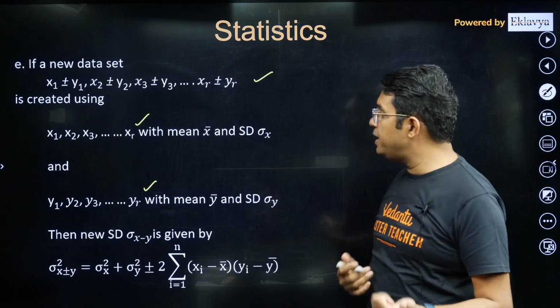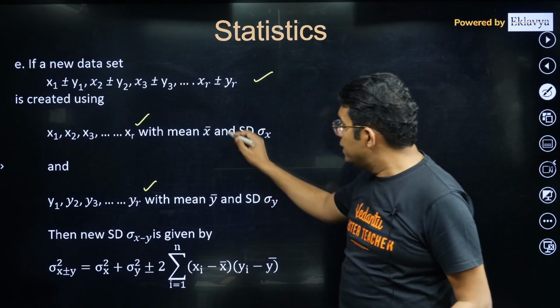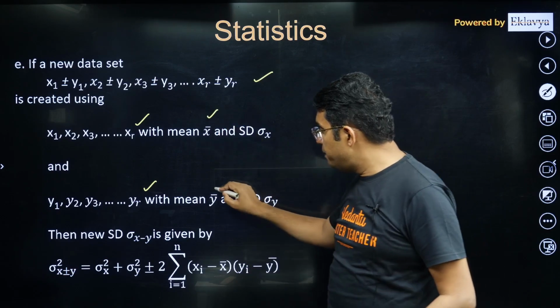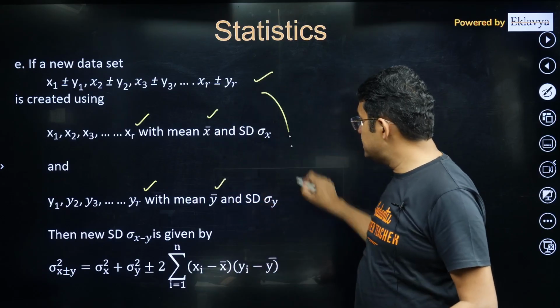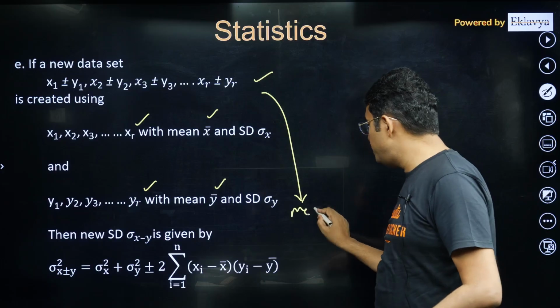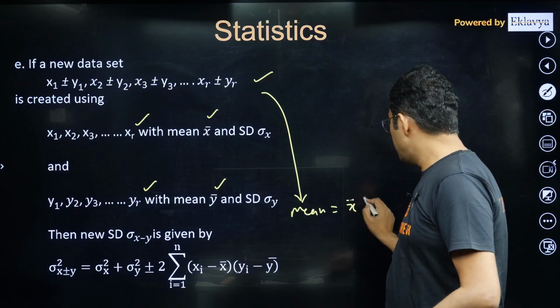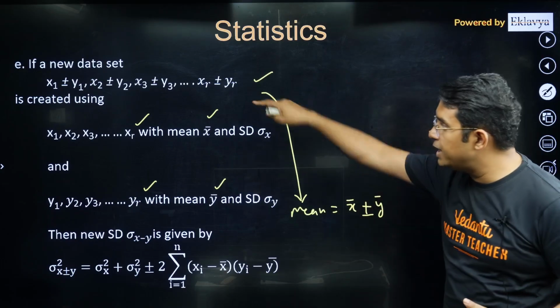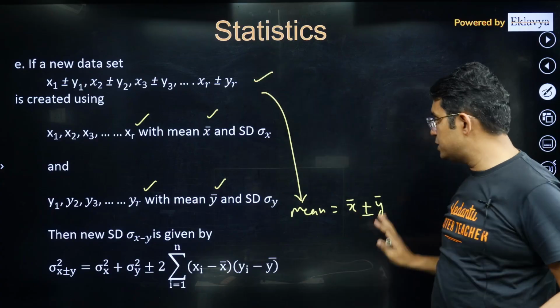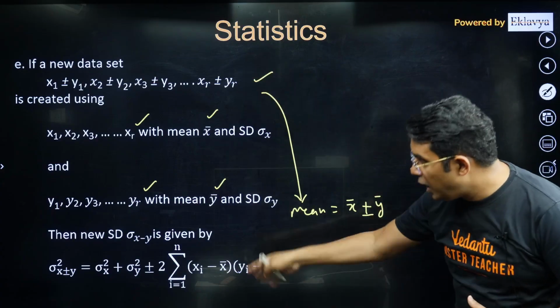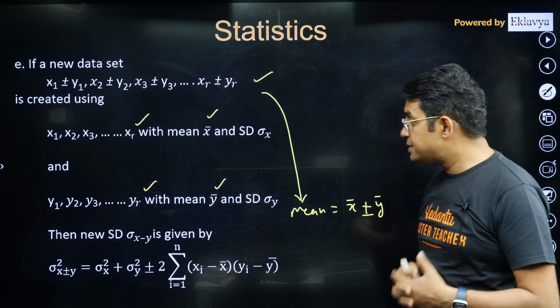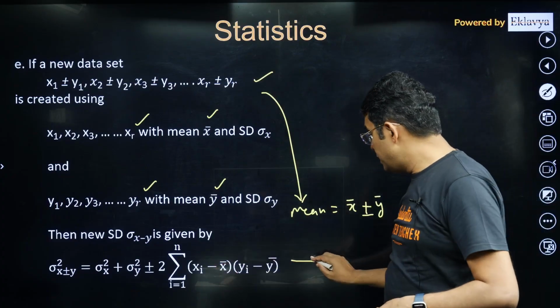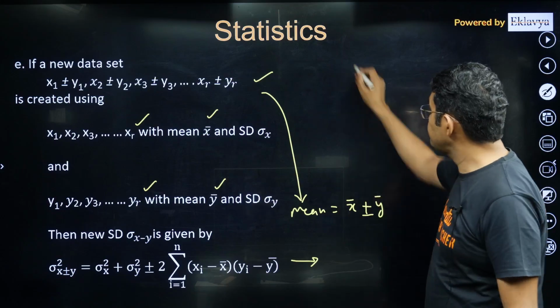I think combined mean is very easy to find. If mean is x bar here, mean is y bar here, then for this data set the mean has to be equal to x bar plus y bar or x bar minus y bar, depending upon if you are taking plus or minus. So mean is very easy to find. Now how to find standard deviation? The standard deviation, that's a result, and how it is coming, please understand.